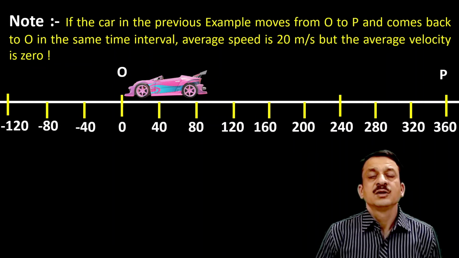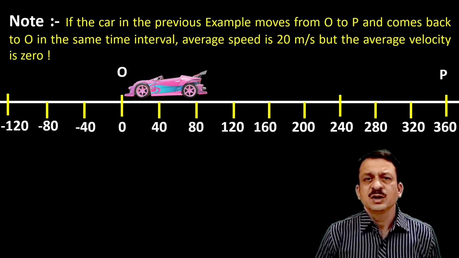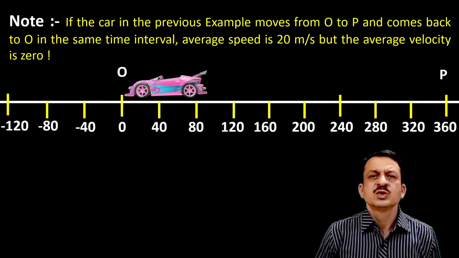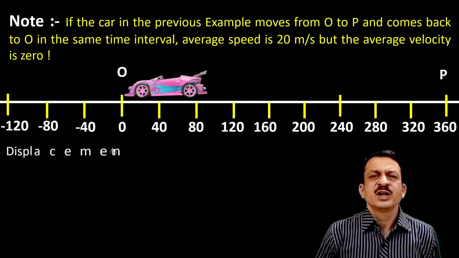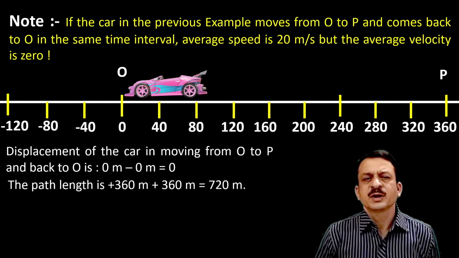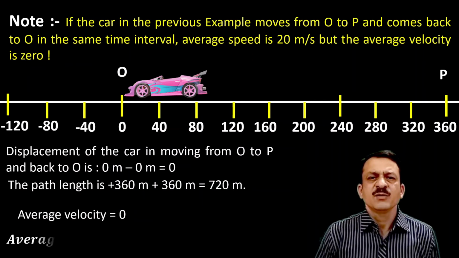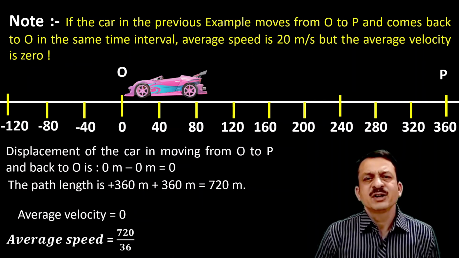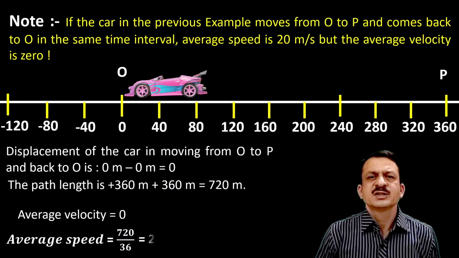Time taken, so 18 seconds in one direction, opposite direction 18 seconds. So the total time interval is 36 seconds. So 720 by 36 becomes 20 meter per second. Now displacement is 0, and the path length becomes 720. If you work out the average velocity, it is 0. Therefore average speed is 720 by 36. It is 20 meter per second.